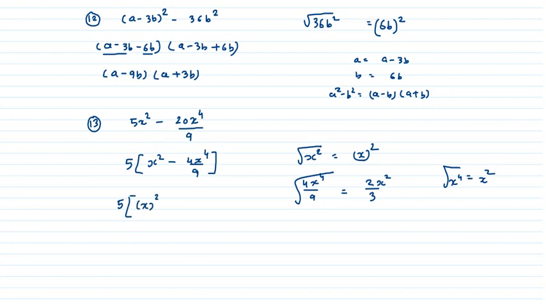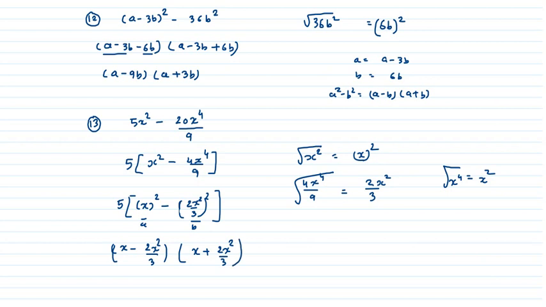So now here what you are left with is 5 as a common. This is (x) whole square minus (2x square upon 3) whole square. Now a square minus b square, this is your a, this is your b. So a square minus b square equals (a minus b)(a plus b). So what you can do here: a minus b, that means x minus 2x square upon 3, and a plus b, x plus 2x square upon 3. That's it. So this is your answer.